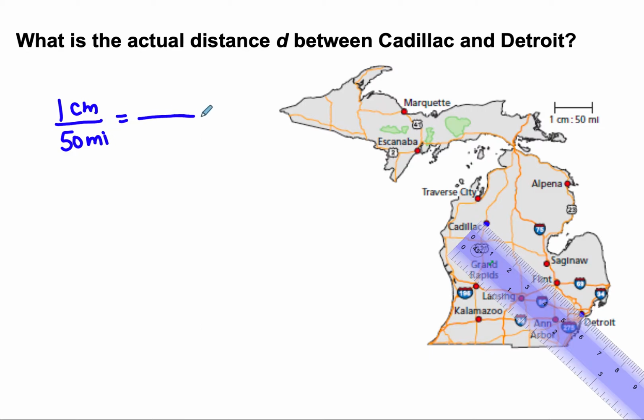Okay, and then I'm going to look at what my measurement was. It looks like maybe 5, it almost looks like 4 lines here. So I'll call that 5 4/10 centimeters. And we want to know how many miles that means. Scale goes on the top, actual goes on the bottom. We know the scale, we want to know the actual.